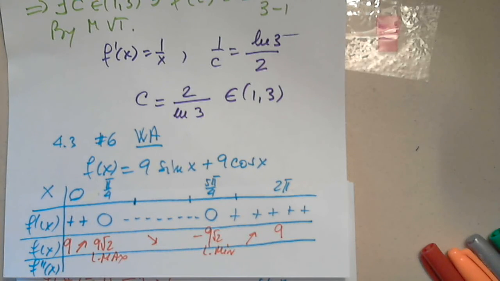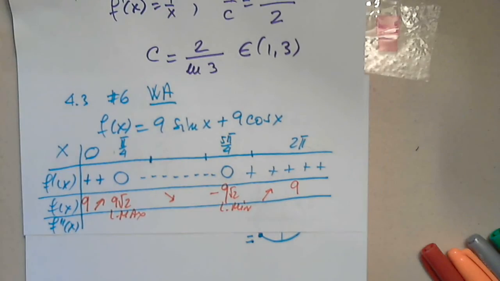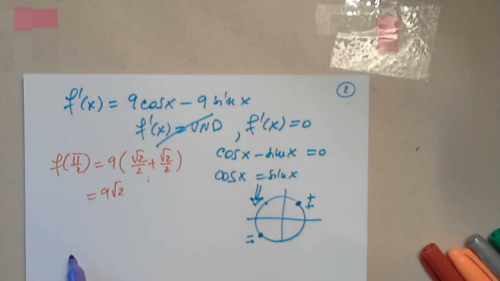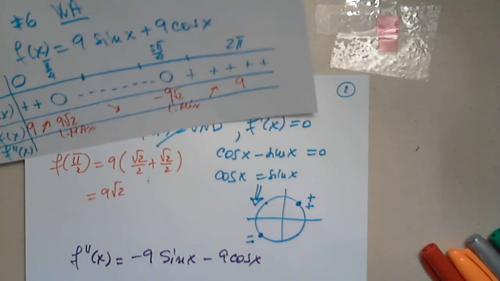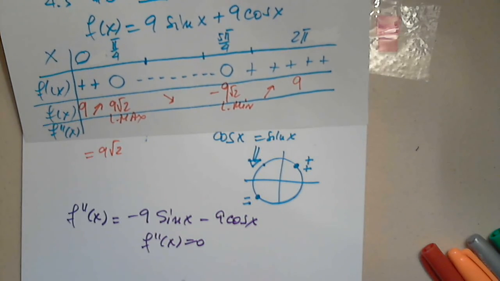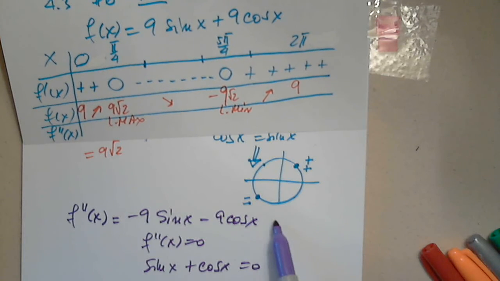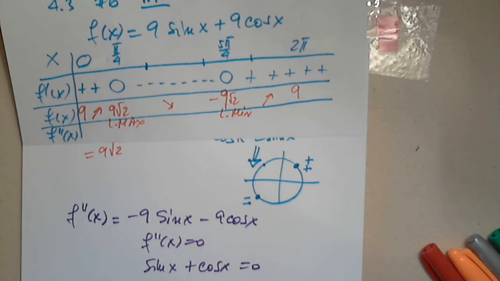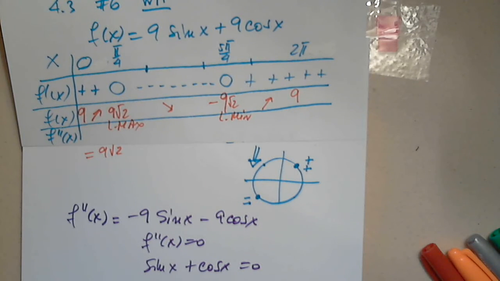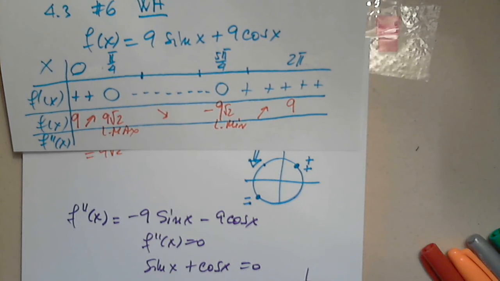Is this okay so far before we move on to the second derivative? Yes. Perfect. Okay, so now the second derivative, I differentiate that, and I get negative 9 sine x minus 9 cosine x. When I set this equal to 0, I will get sine x plus cosine x is 0, because I divide both sides by negative 9. So now sine x equals negative cosine x. And I know exactly where that happens. Of course, here and here.